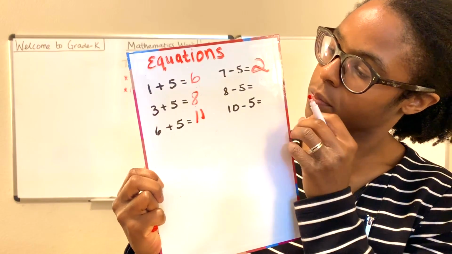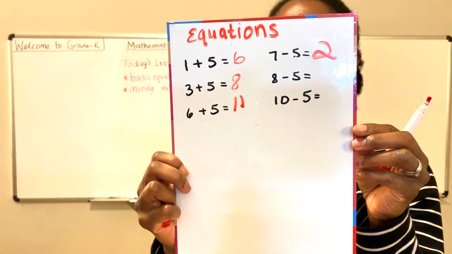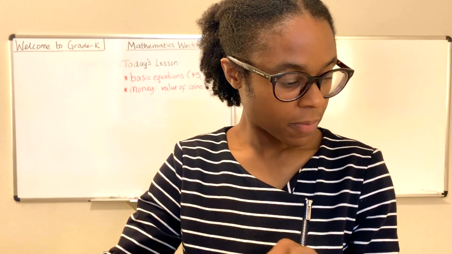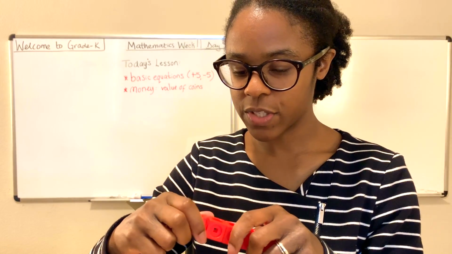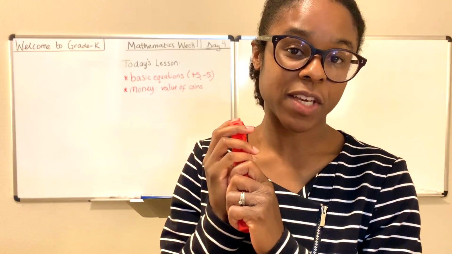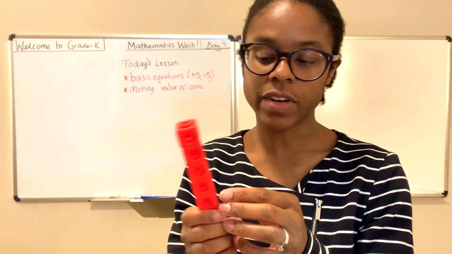Good. What about 8 minus 5? What is 8 minus 5? Oh, okay, so we're actually going to add an extra. I apologize. I said we'll keep that stack. Well, we'll actually be changing the stack, but we'll continue to subtract 5 away.